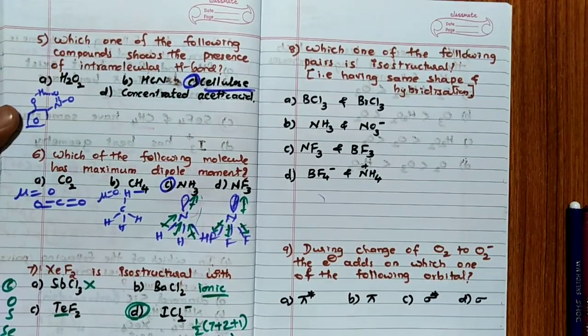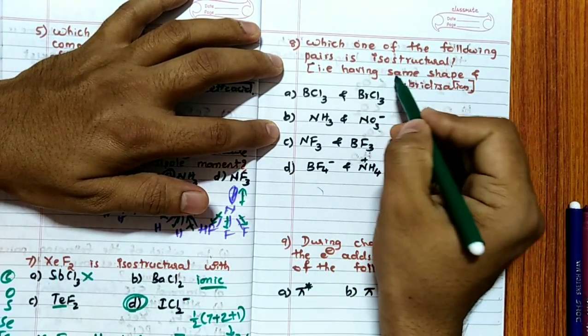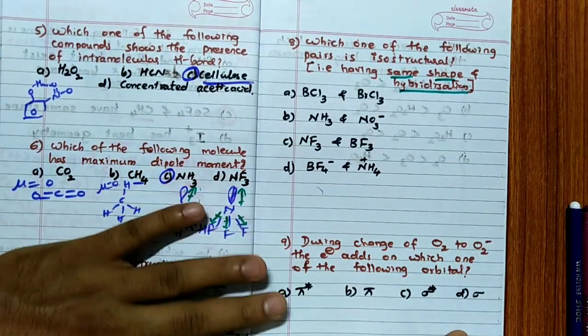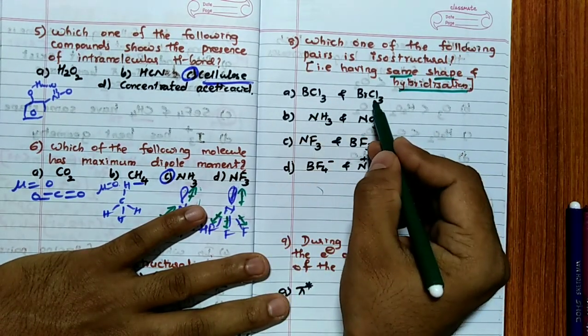Which one of the following pairs is isostructural? Isostructural means here what they are asking: same shape and hybridization. Same shape and hybridization. Fine. Now we will see. Now BCl3, BrCl3.